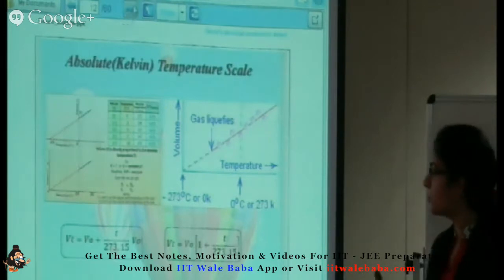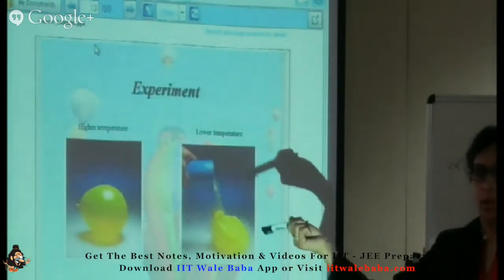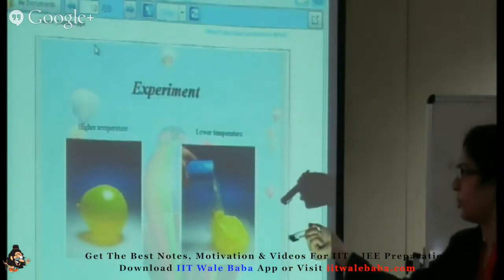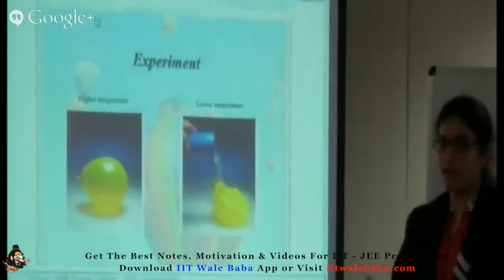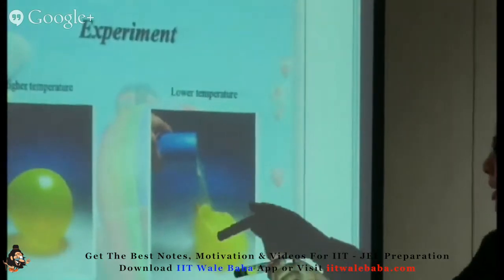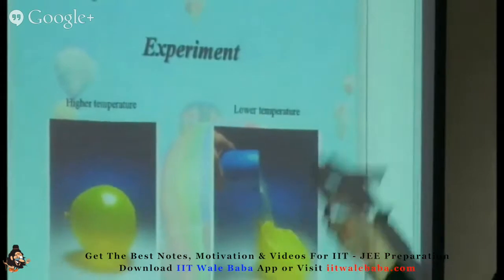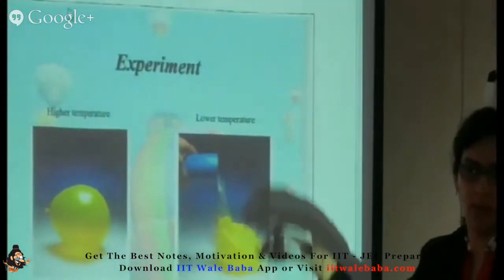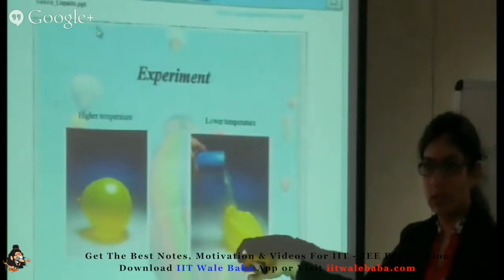Next. You can perform a simple experiment. You can try it at home also. You have a simple balloon which is being filled with air. If you want to see the relationship between volume and temperature, you pour some chilled water on it, lower the temperature, and the volume will also decrease, right?